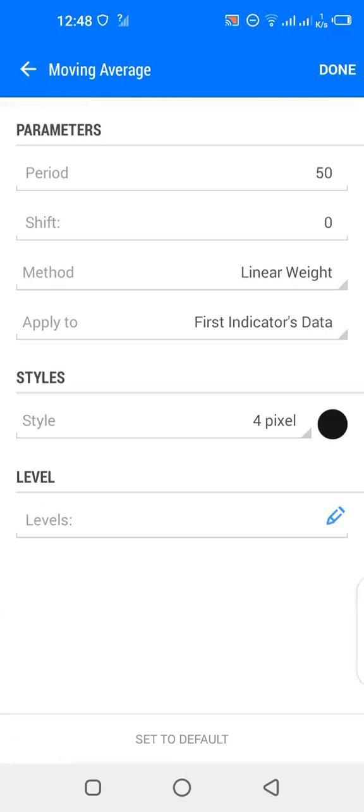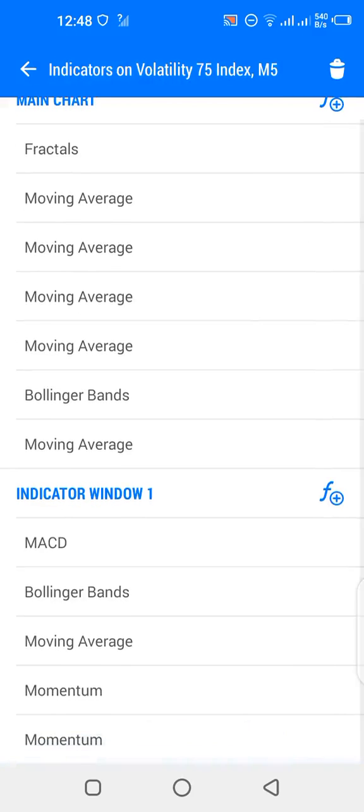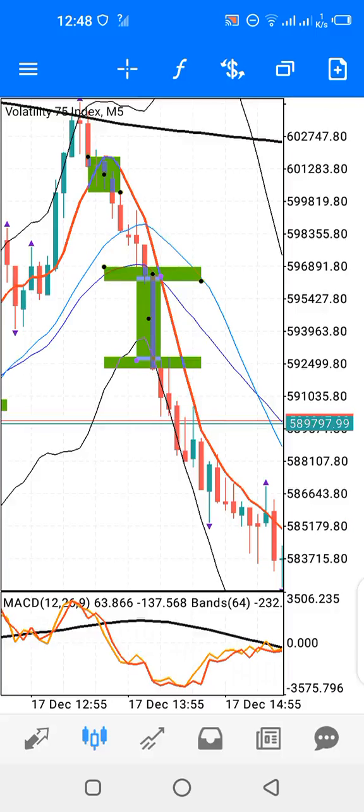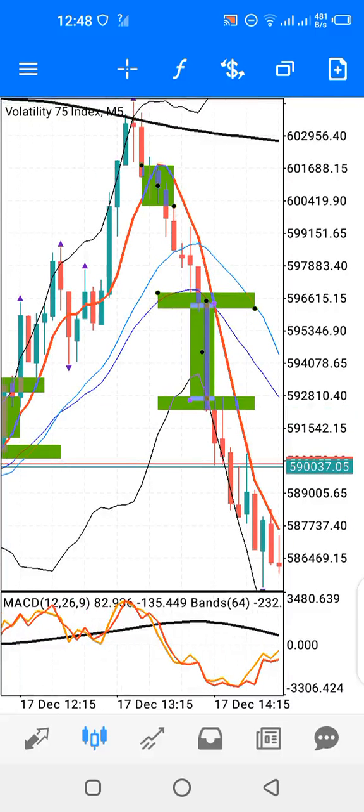Then we have moving average. 50 period moving average. Method is linear weighted. Apply to first indicator's data. The color is black. Then we have momentum. Period is 6. Apply to close. Color is orange. And we have momentum, period is 7. Apply to close. Color is red. So that's that for the indicators on indicator window 1.